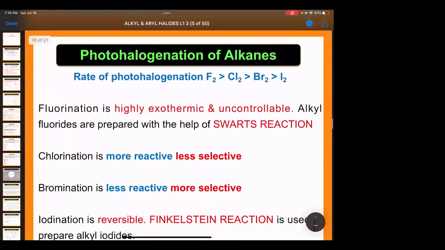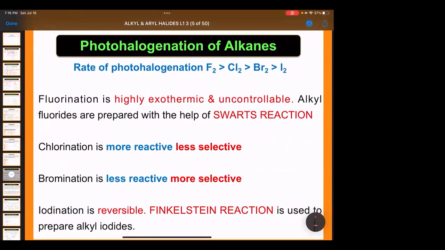So let's move to some important part. So we discussed the rate of photohalogenation. Is it clear? So fluorination actually is, fluorine is very reactive and it is uncontrollable. Means you can't stop it once it's started, and you can't control it. It becomes an uncontrollable reaction. So direct fluorination is never carried out. It is carried out by some other means which is known as the Schwartz reaction.